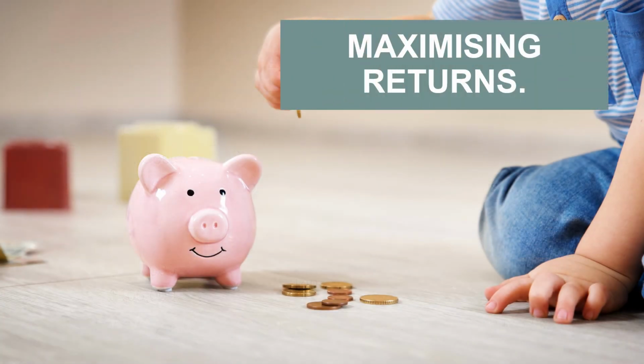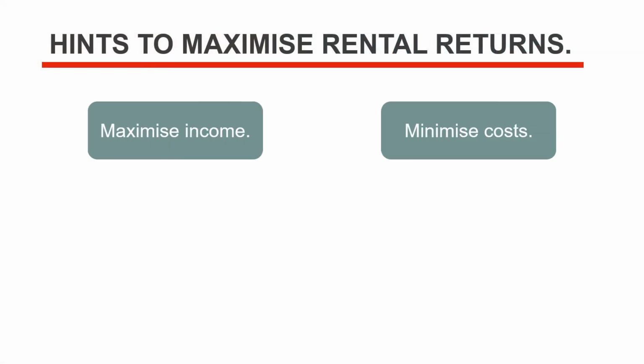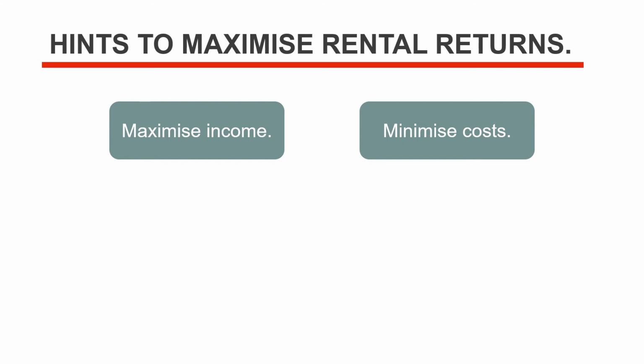Let's now look at some of the things we can do to maximise the returns on an investment property. This means maximising the income and minimising the costs. So here's a few hints on how. In terms of maximising income, your property selection is vitally important. You'll want to select a property that's in a sought-after location, that has the features that are going to be attractive to tenants, and keeping it well maintained will help maximise your occupancy rate.